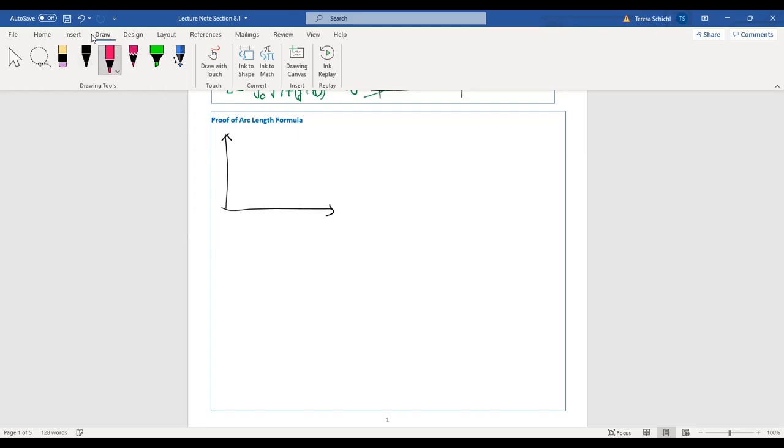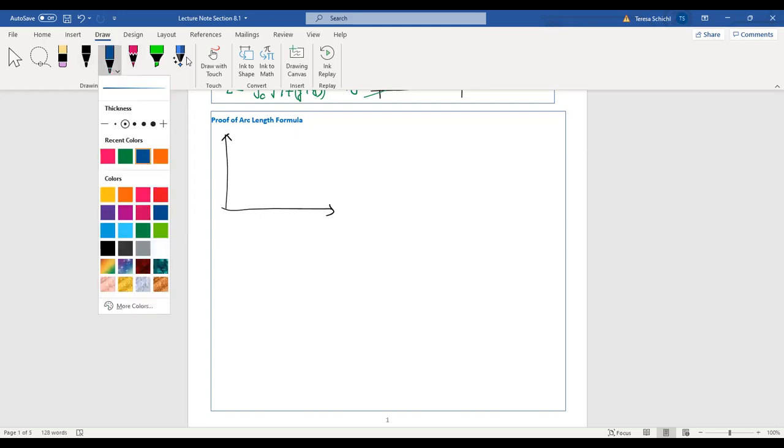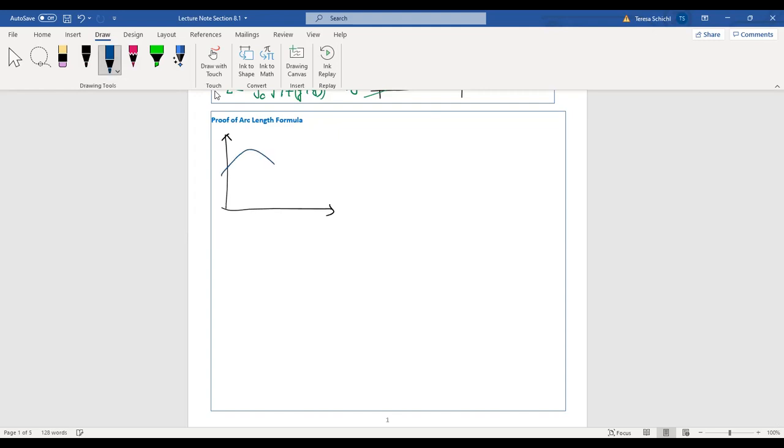Now let's take a look at this function here. Let's say this is P0, this is P1, this is P2, this is P3, this is P4, P5, P6, P7, right? For example, this is my a, and this is my b.